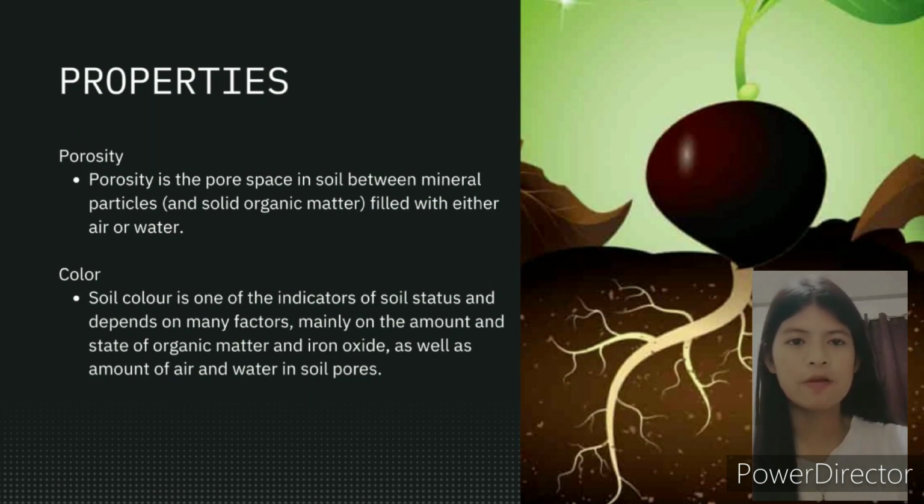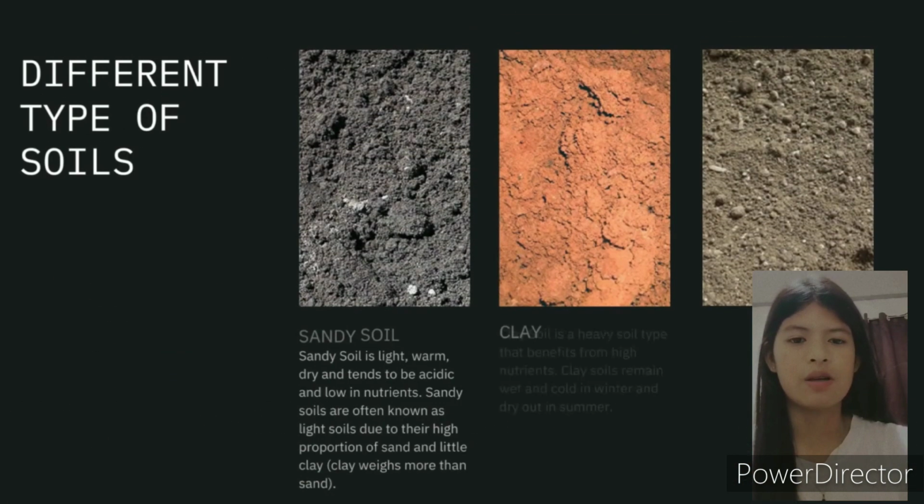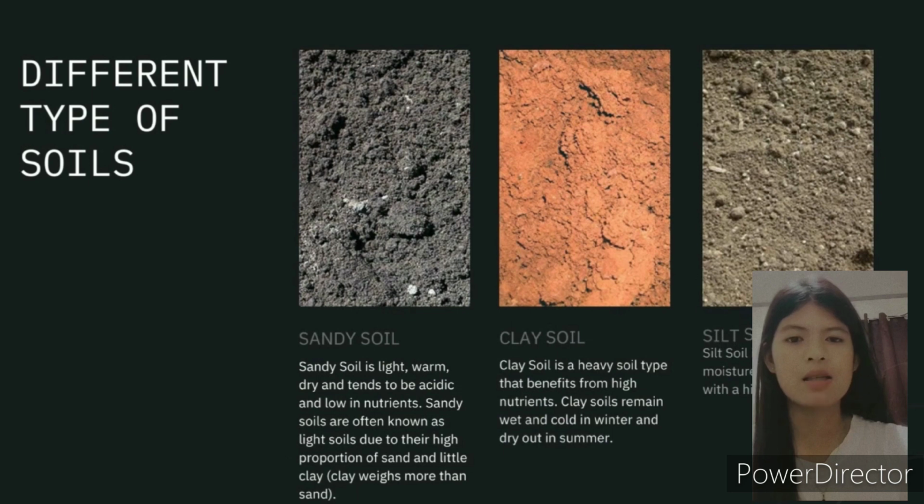And now let's move on to the different types of soils. The first one is sandy soil. Sandy soil is light, warm, dry, and tends to be acidic and low in nutrients. Sandy soils are often known as light soils due to their high proportion of sand and low proportion of clay. Clay weighs more than sand.